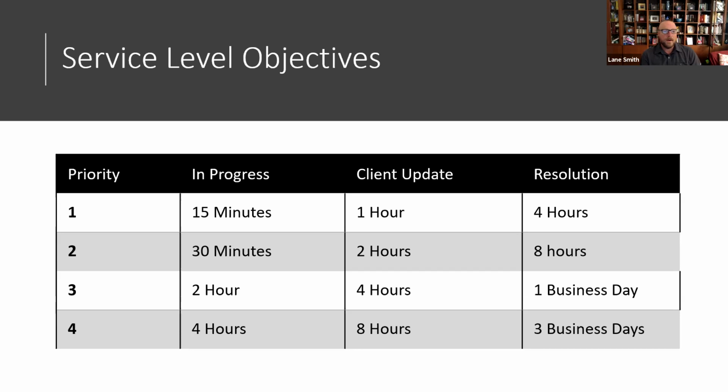Okay. The next piece is client update. And this is just as important as the first one. What we're saying here is we're working on an issue and we're going to stop at least once an hour and shoot an email to the client or give them a call or whatever that might be and let them know that we're still working on it, give them any update they need and keep rolling. And so why do you think we do that?